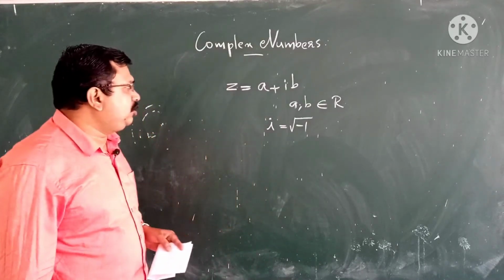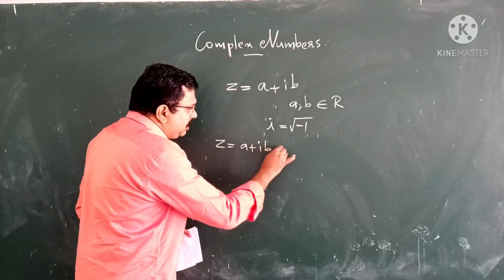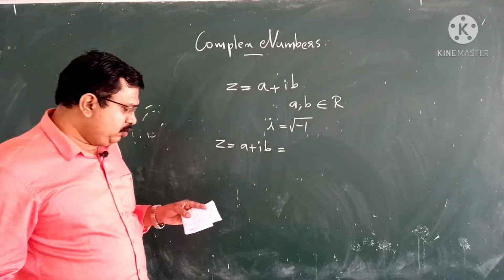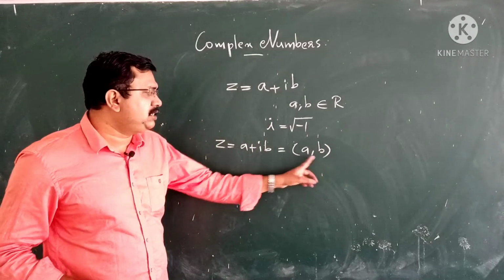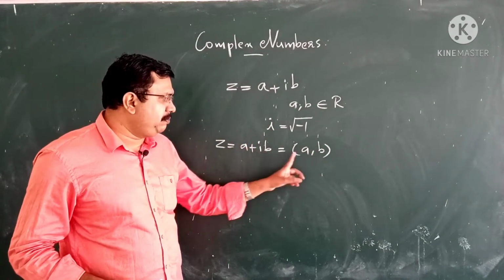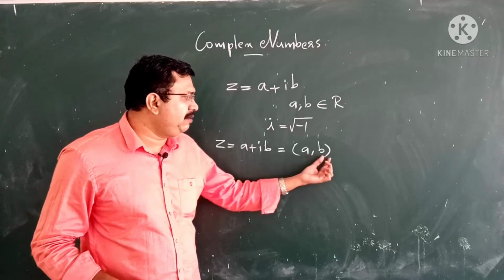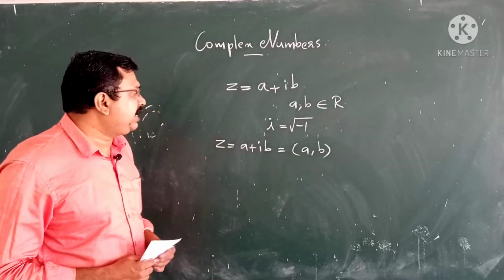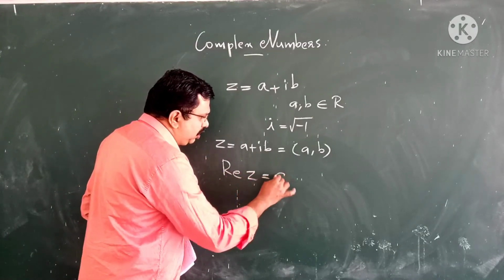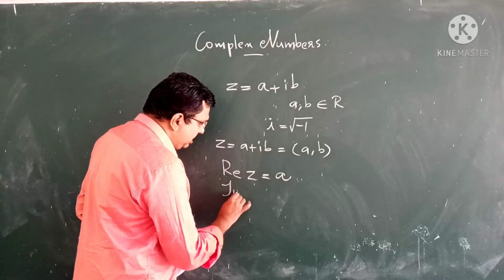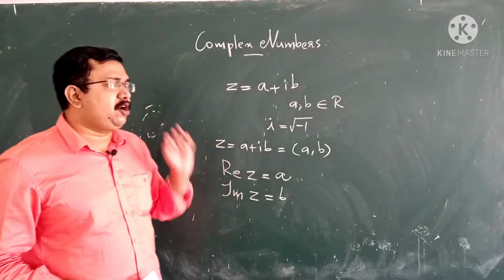This z equal to a plus ib can be denoted by using this symbol (a, b). This means complex number a plus ib. The first part is the real part and the second part is the imaginary part. Here real part of z equal to a and imaginary part of z equal to b.